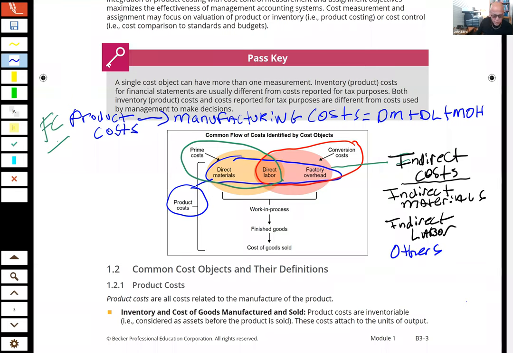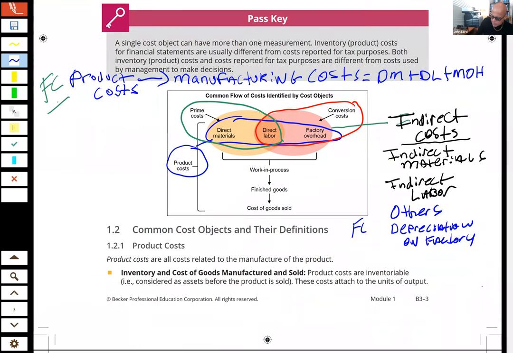The other indirect costs, and I'm just going to give you a listing of ones that you should go ahead and flashcard right here. Example, depreciation on factory. Think about it. The depreciation on the factory is probably too difficult to trace to any one product, and so we treat that as an indirect cost. Utilities are indirect. It might be too difficult to know exactly how much of the light bill is attributable to any one table that we're building. So utilities tend to be indirect.